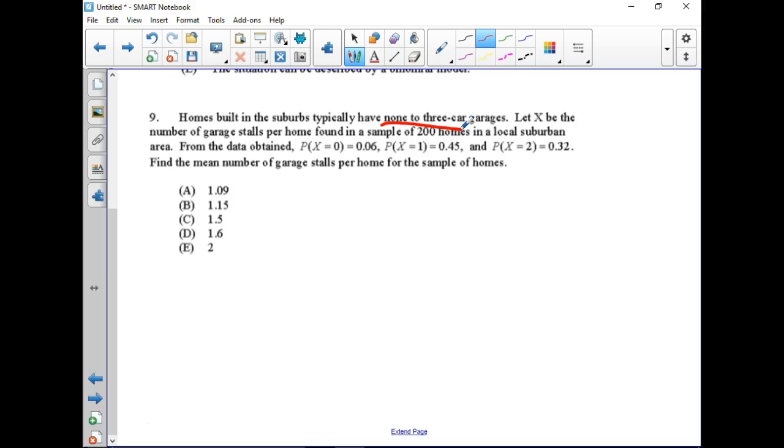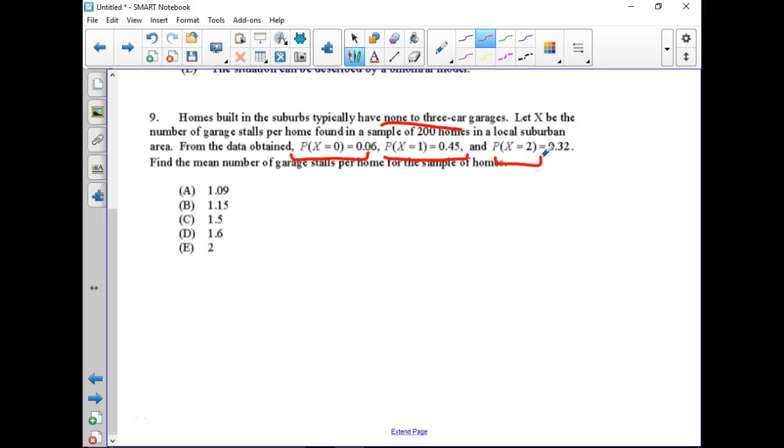Okay. Let X be the number of garage stalls per home found in a sample of 200 homes in a local suburban area. From the data obtained, this is what they got. The probability that X is equal to 0, 1, and X is equal to 2. What do you notice? What's missing? There's no 3, and that's what I did wrong.